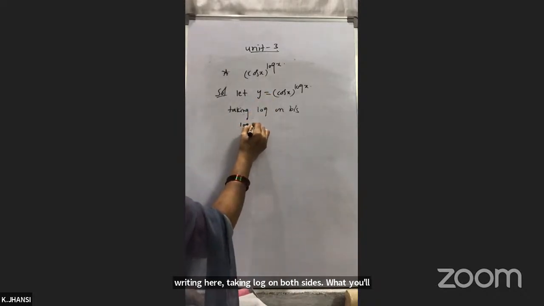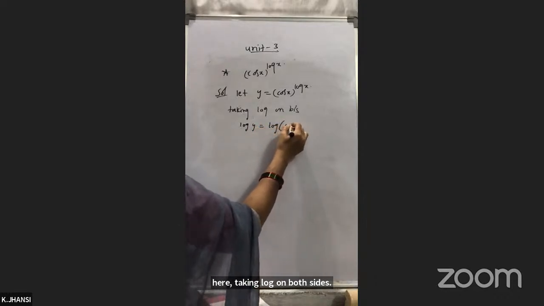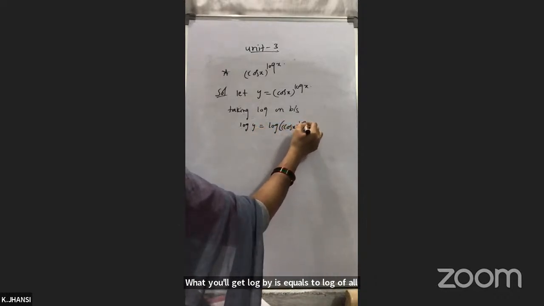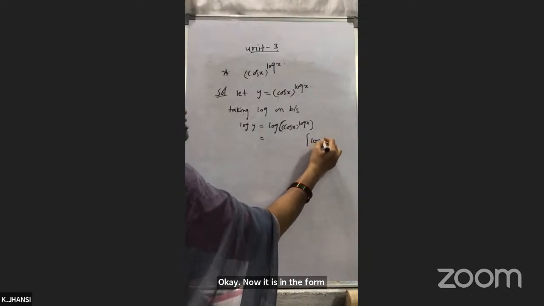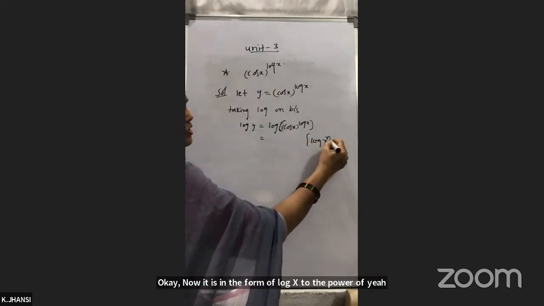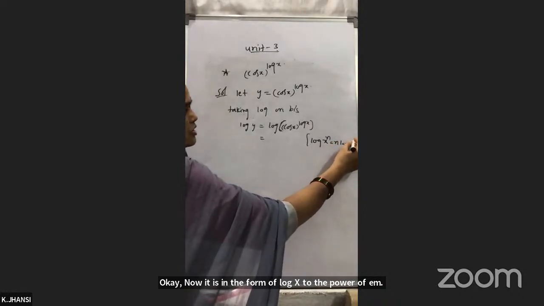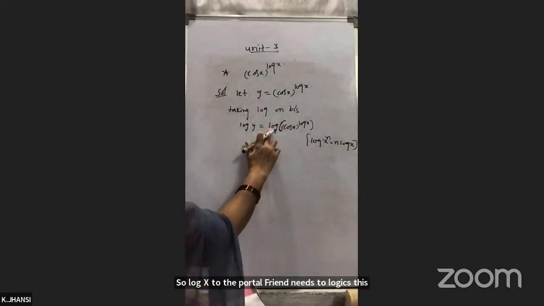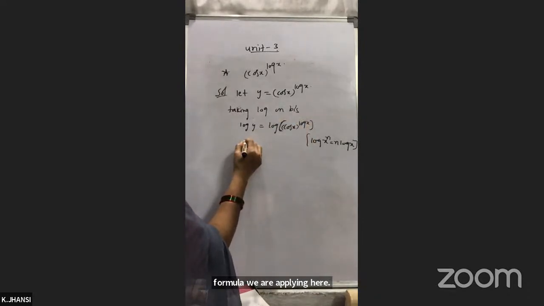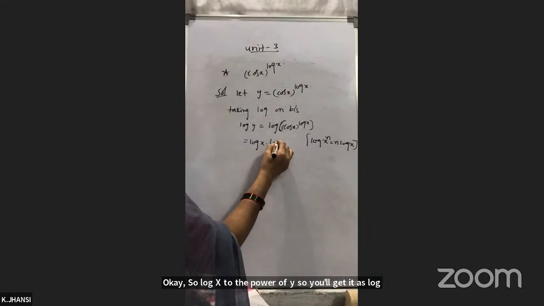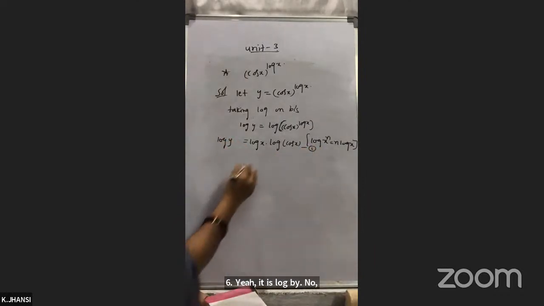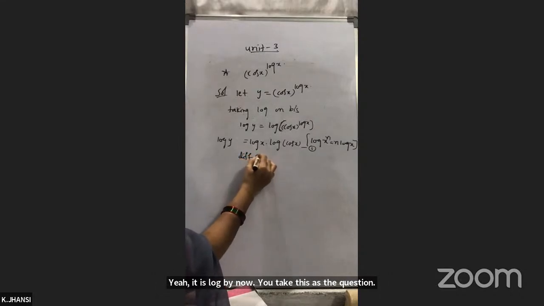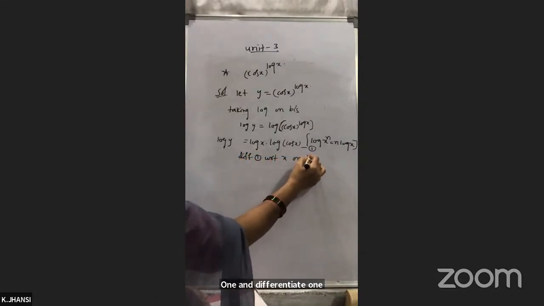What you will get: log y is equal to log of cos x to the power of log x. Now it is in the form of log x to the power of n, and log x to the power of n is n into log x. This formula we are applying here. So you will get log x into log of cos x. Here it is log y. Now take this as equation 1 and differentiate it with respect to x on both sides.